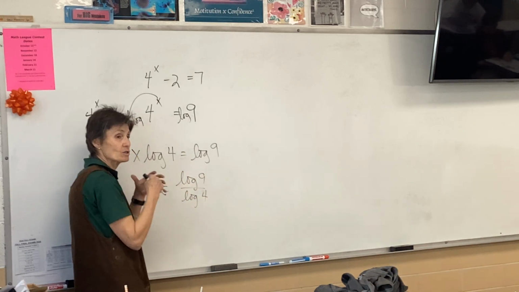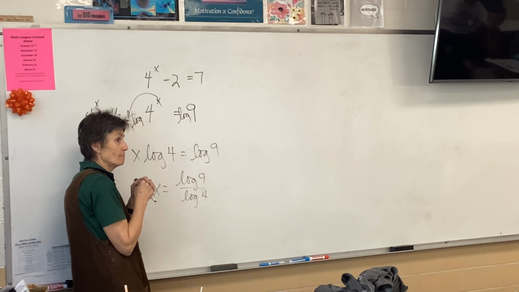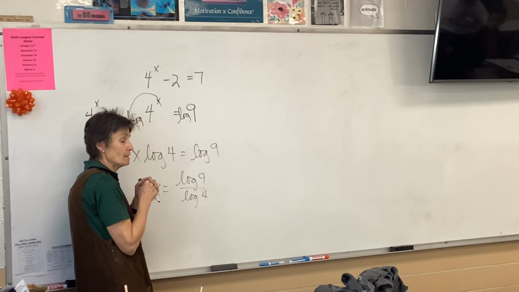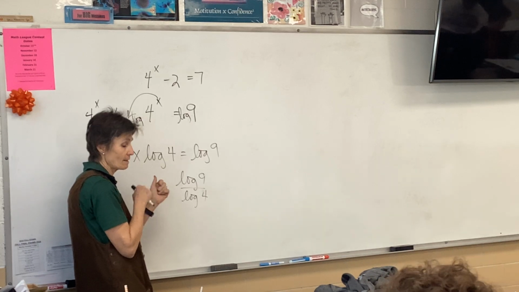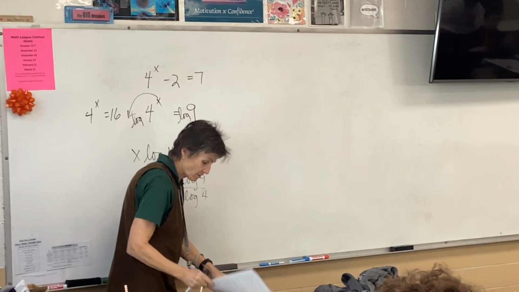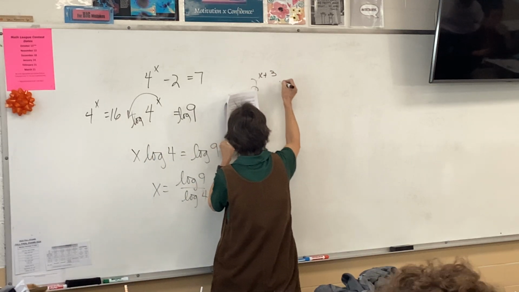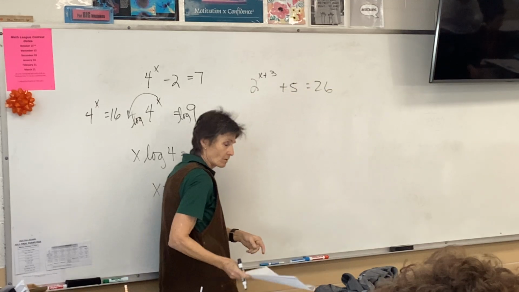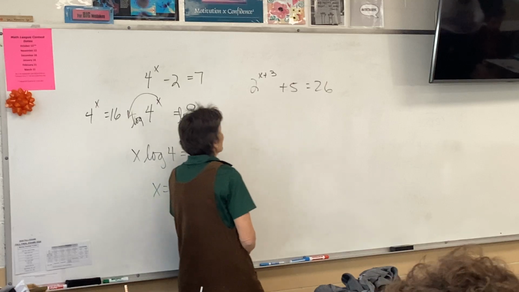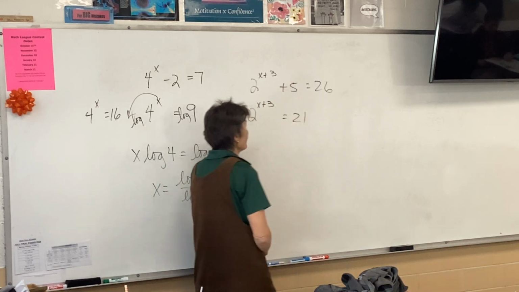So now I have solved for x. Could I type that into my calculator? Absolutely, it'd be easy. It says not to. All right, so let's try the next one. 2 to the x plus 3, plus 5 equals 26. So what are we going to do first? Get rid of the 5. So 2 to the x plus 3 equals 21.